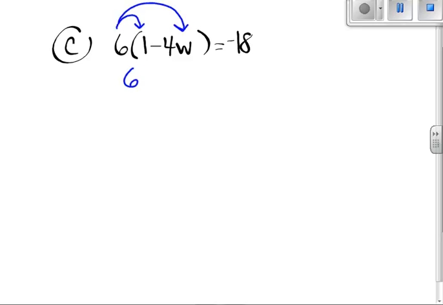Andrew, what's this going to give me? Negative what? 24W equals negative 18. This is going to be hard. Now, I could give you the calculator, but I'm not going to show you how to use the calculator to solve it. What do you think you have to do next? 24. What do you have to do next? Add 18. We can do this.